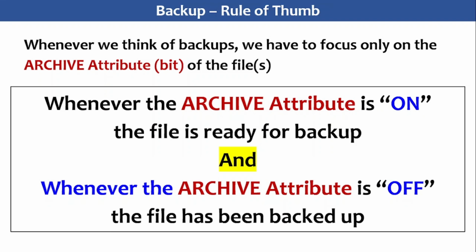So let's say any backup tool comes to back up a bunch of files or a single file. It will not look at the contents of the file, it will look at the archive bit. If the archive bit is on, it will take the backup. If the archive bit is off, it will not back up that file, because it will assume that the file has been backed up. So again, I'll just repeat it. Whenever the archive attribute is on, the file is ready for backup, and whenever the archive attribute is off, the file has been backed up.